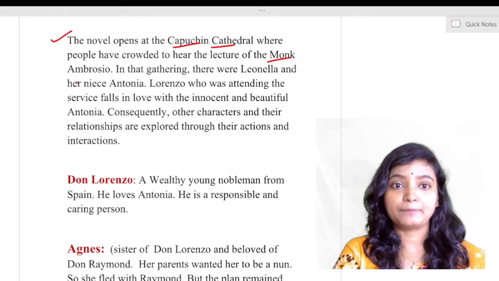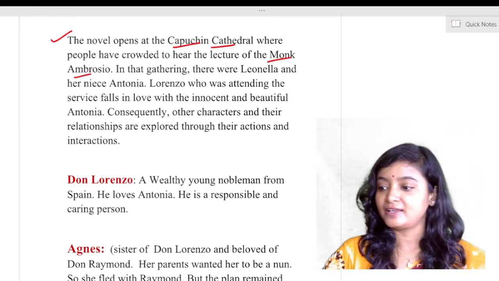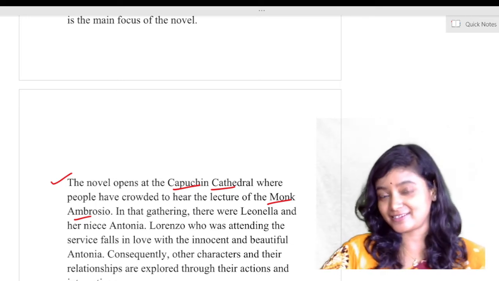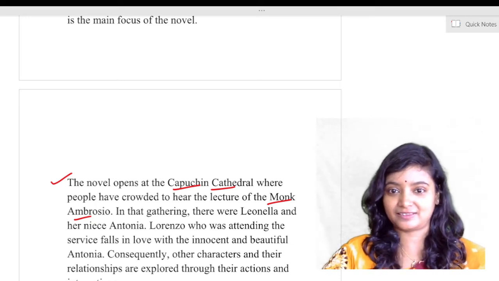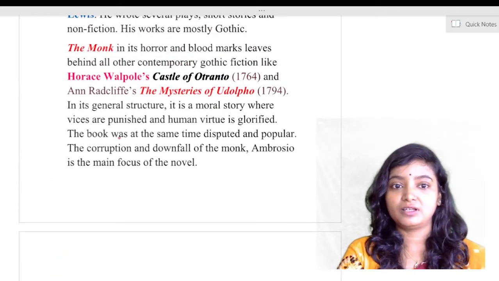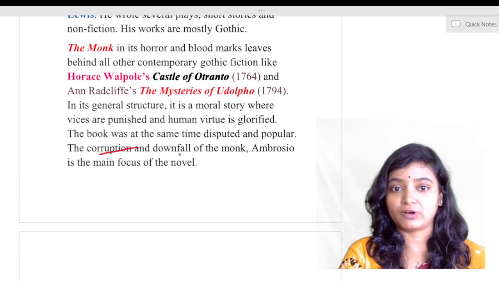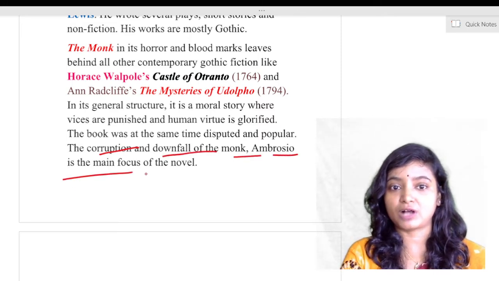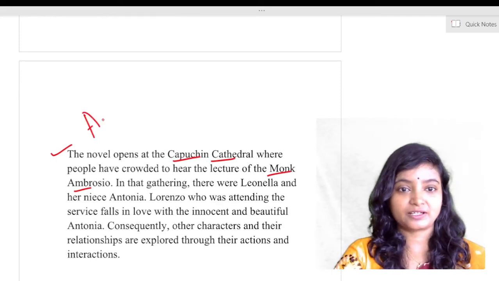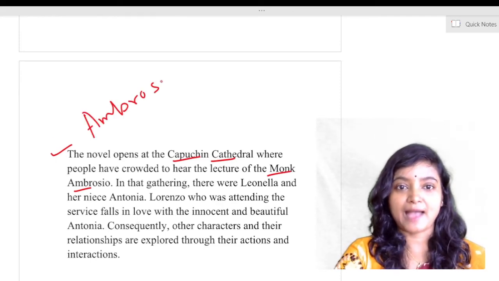Now monk Ambrosio is the central character. Like The Great Gatsby is named after Jay Gatsby, he is the central character, and his death is the focus in The Great Gatsby. And here also in this novel, the corruption and downfall of monk Ambrosio is the main focus of the novel. So Ambrosio is the central character of this novel.